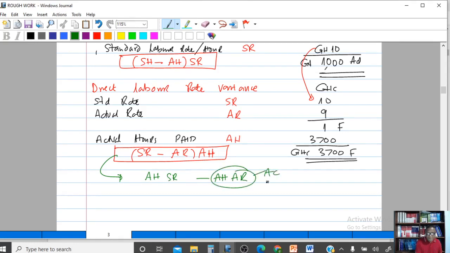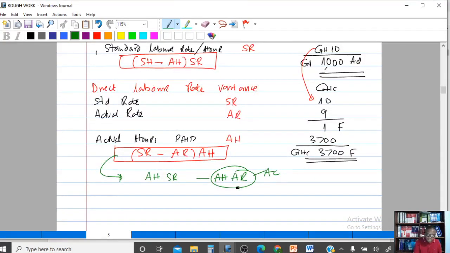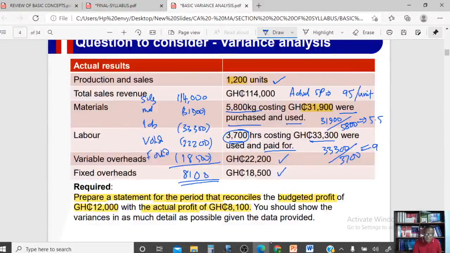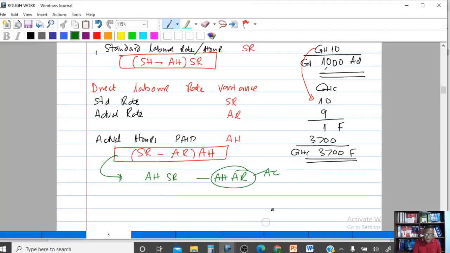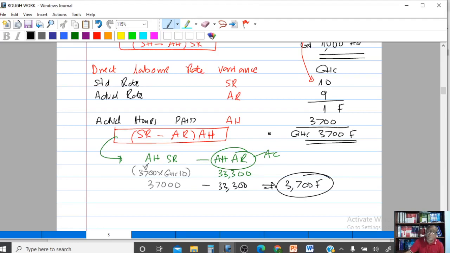Again, this is actual cost like we did. So how much did I pay? I paid 33,300, yes, that's what we paid. But then for the hours of 3,700, we ought to have paid 10 each. So that should have been 37,000. Knock off 33,300, and that should give us the 3,700 favorable savings that we made. So it still brings you to the same point.